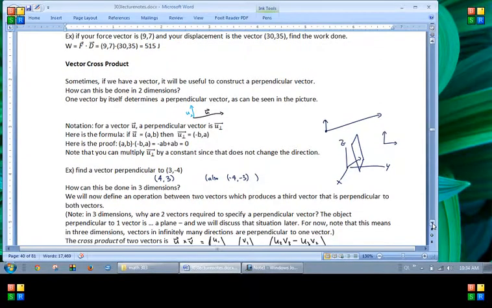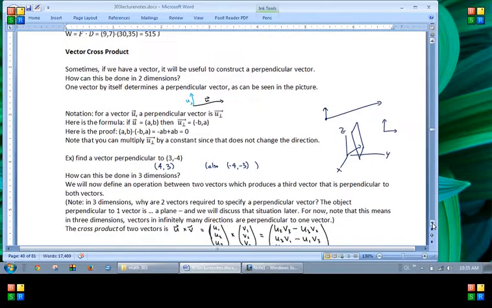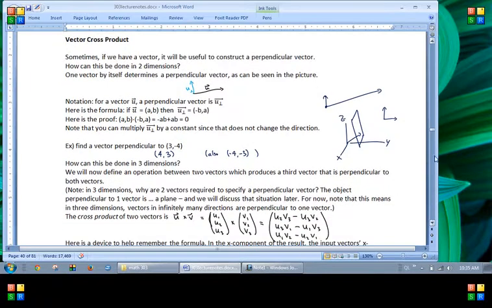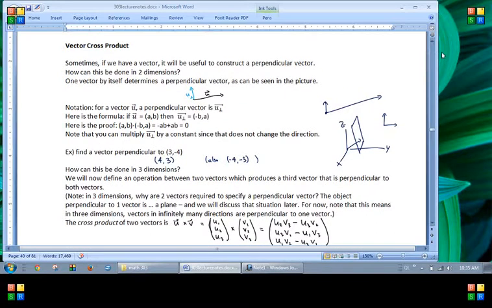Okay. So now we're going to define that operation. Here we go. So the cross product of 2 vectors looks like this. Now that looks like a whole mess of notation. I'm going to give you a device to remember this.